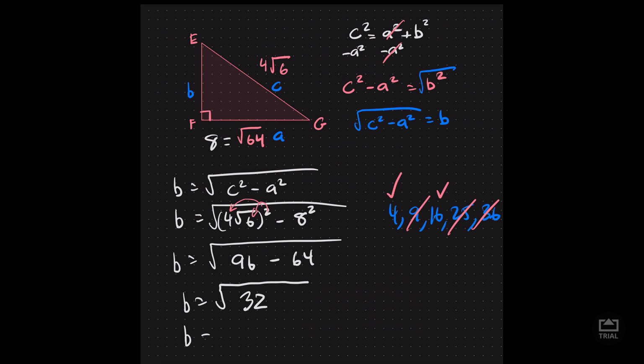So what we end up with is b equals the square root of 16 times the square root of 2, and 16 times 2. The square root of 16 times the square root of 2 right here is equal to the square root of 32. So I know that the square root of 16 is 4, and square root 2 I cannot simplify anymore. So my answer is b equals 4 square root 2.